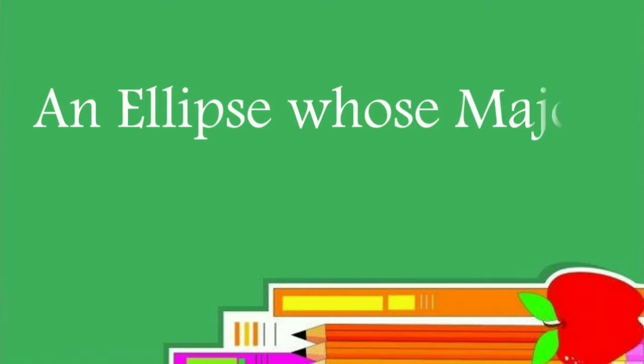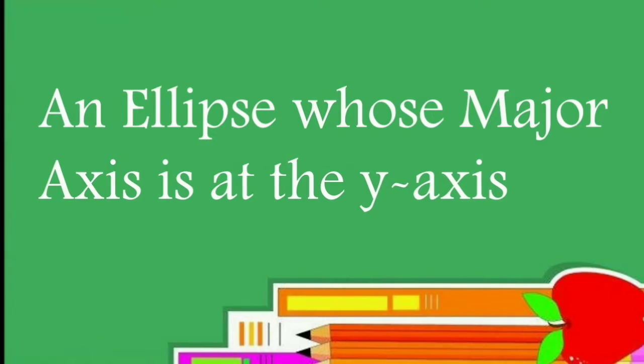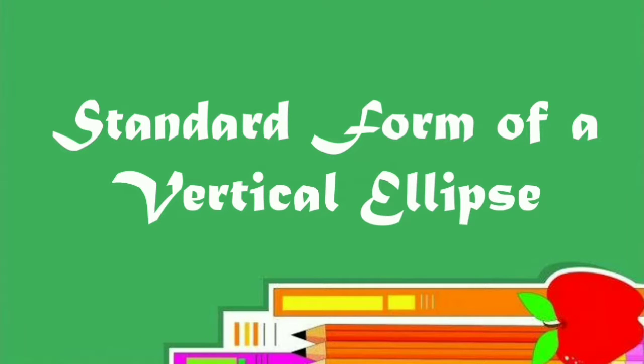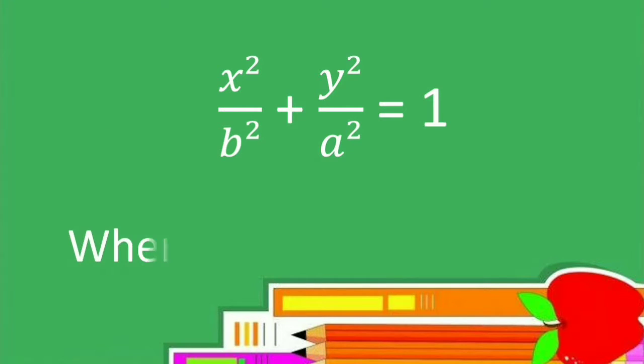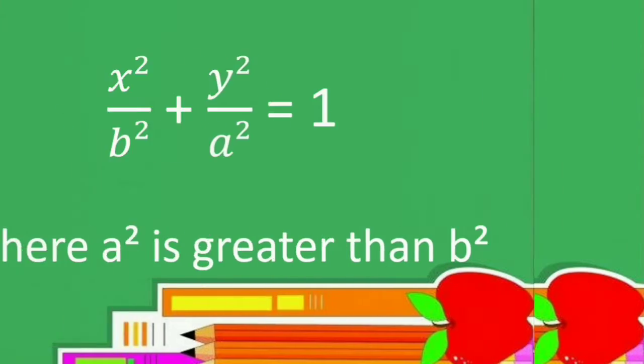What is a vertical ellipse? A vertical ellipse is an ellipse where the major axis is along the y-axis. What is the standard form of the equation of a vertical ellipse? The standard form of the equation of a vertical ellipse is x squared divided by b squared plus y squared divided by a squared is equal to 1, where a squared is greater than b squared.